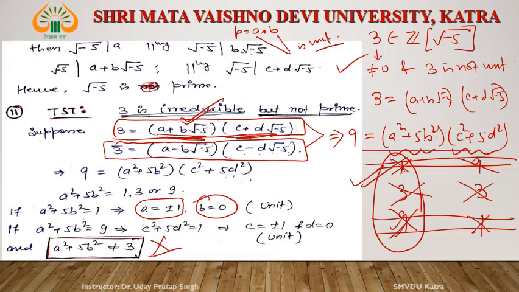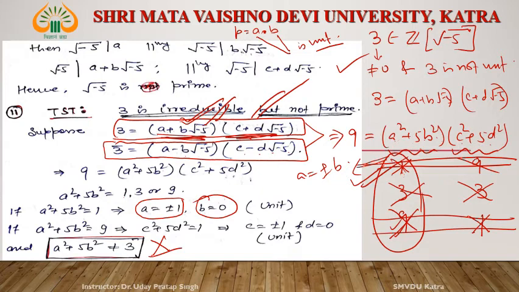What I am saying: if a² + 5b² = 1, then this implies that a is equal to plus minus 1, that is, a + b√−5 is a unit. And if c² + 5d² = 1, then c + d√−5 is a unit. It means either this is a unit or this is a unit, any one of them is a unit.